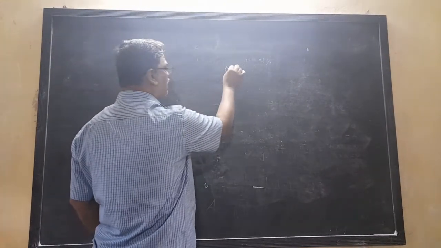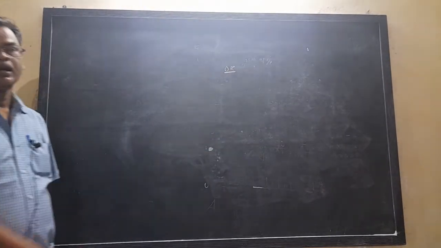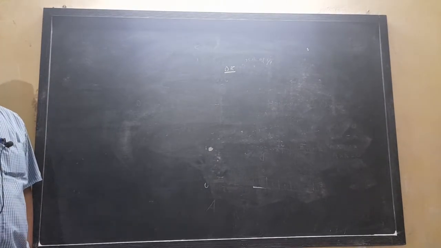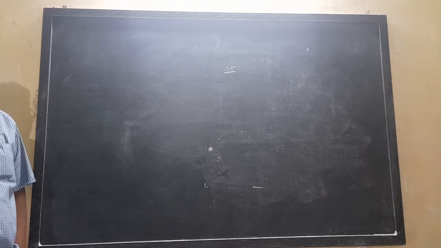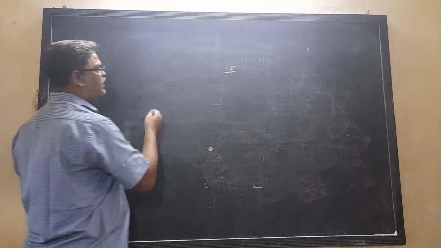Clear? So this is the OR gate. The next one is the electric equivalent of the OR gate and the electronics equivalent of the OR gate. Clear? The electronics equivalent of the OR gate.